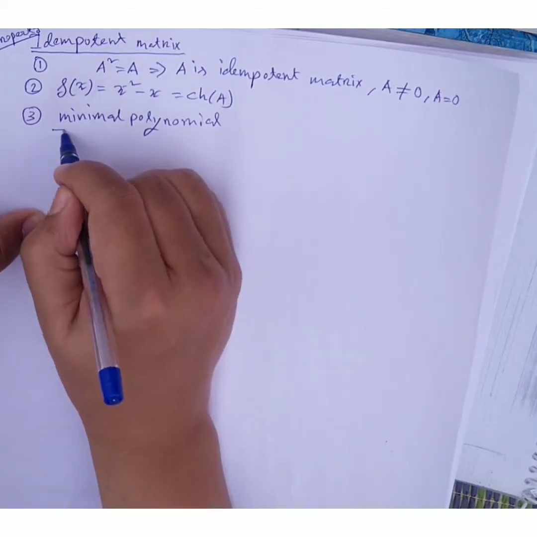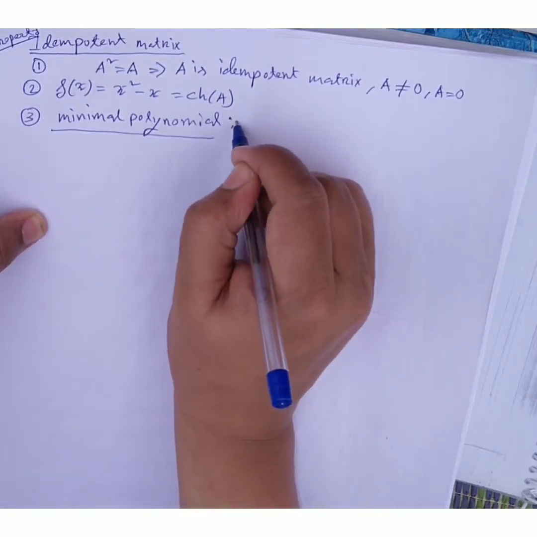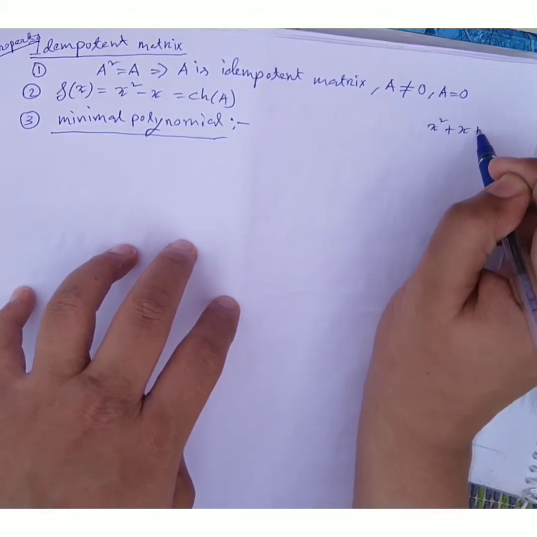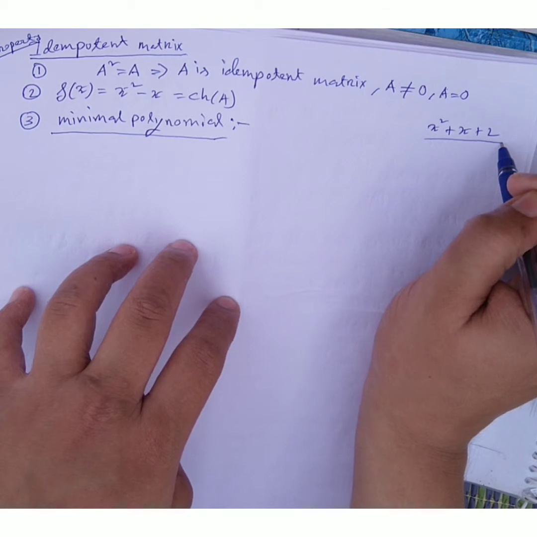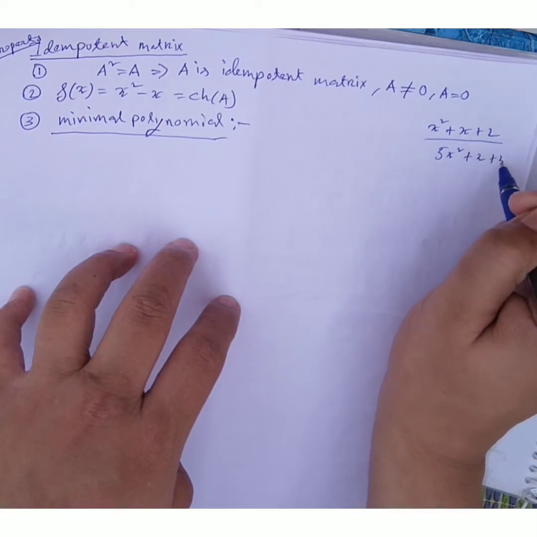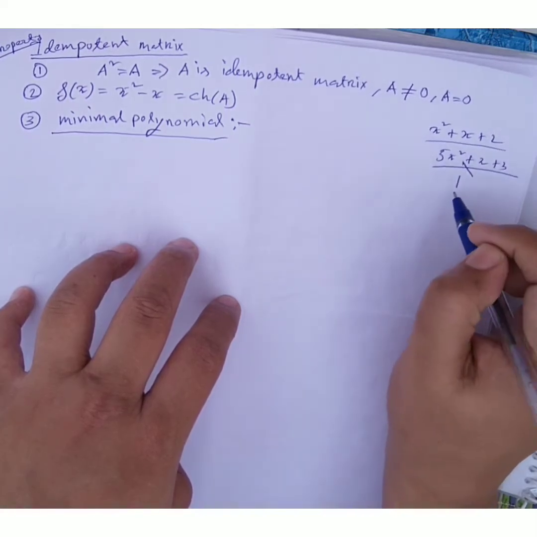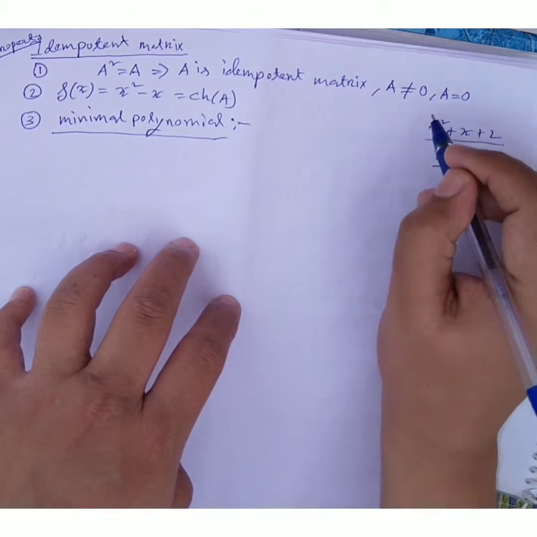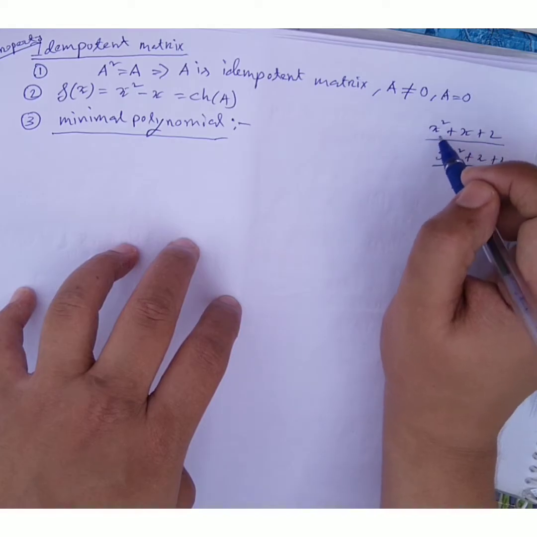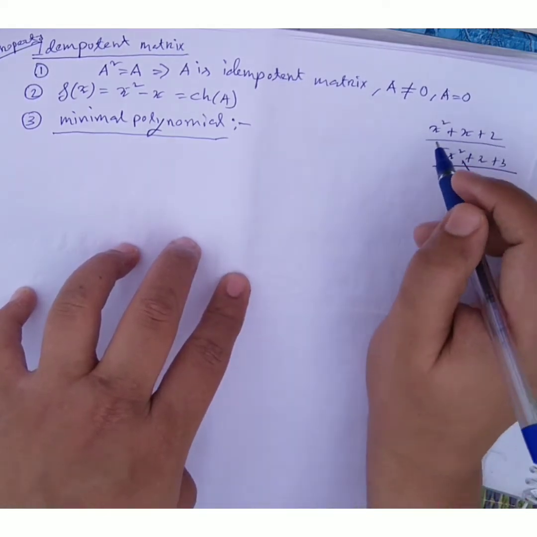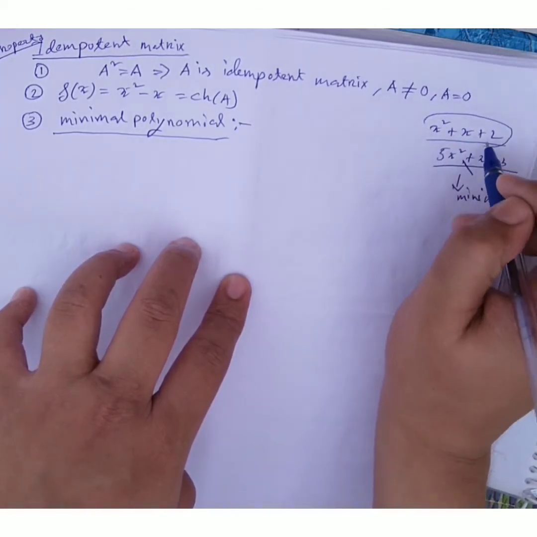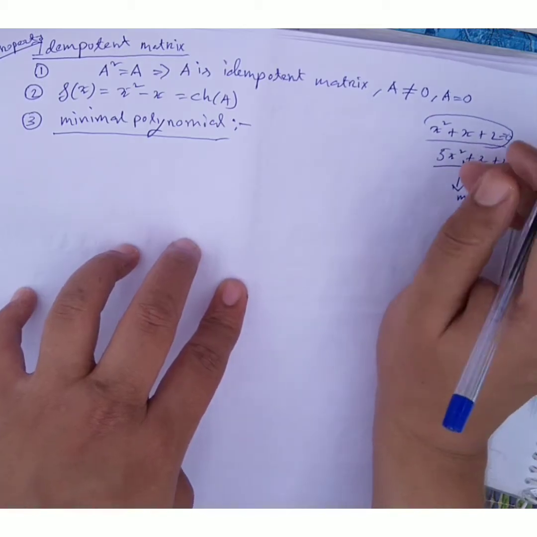Okay, what is a minimal polynomial? Minimal polynomial means the smallest monic polynomial. Monic means, suppose x square plus x plus 2, this can be a minimal polynomial, but 5x square plus x plus 3 is not a minimal polynomial. Monic polynomial means the coefficient of the highest degree term of the polynomial is unit, unit means 1. Friends, this is not a minimal polynomial.